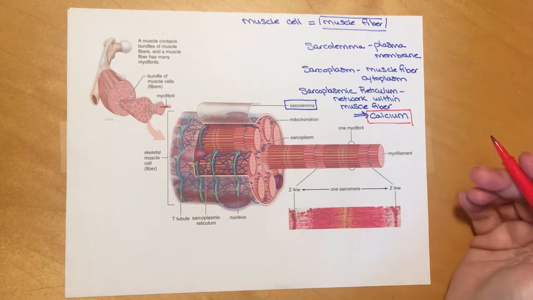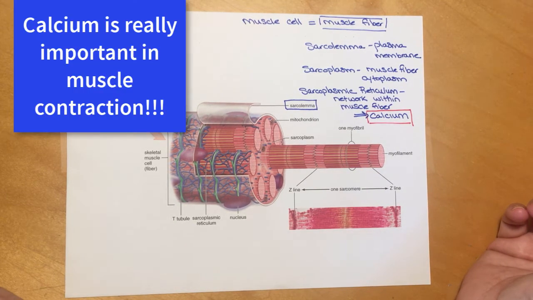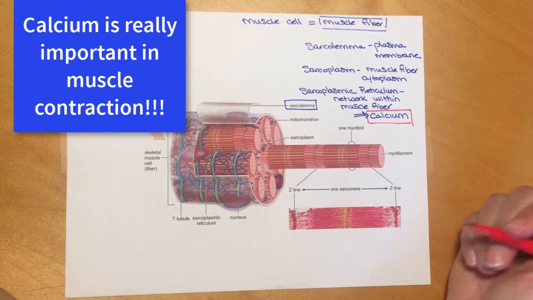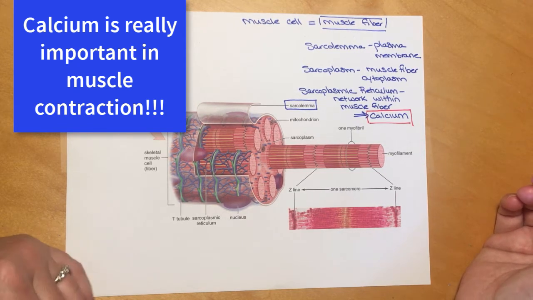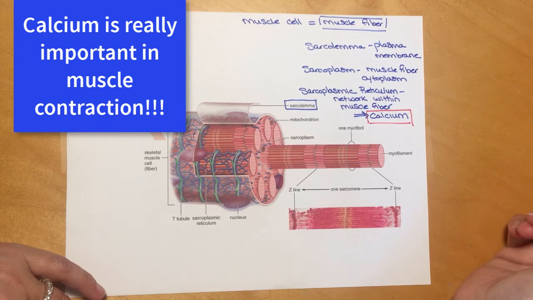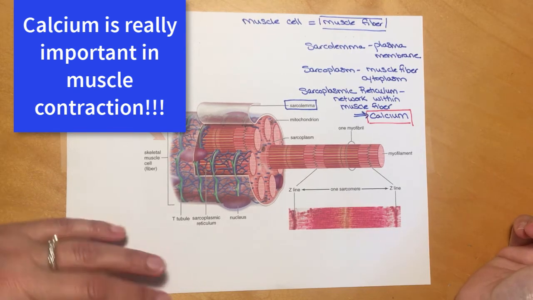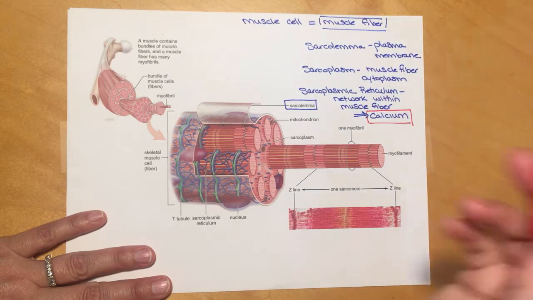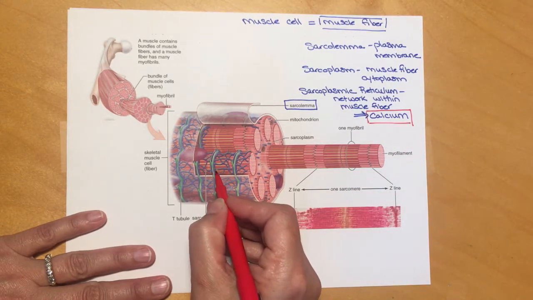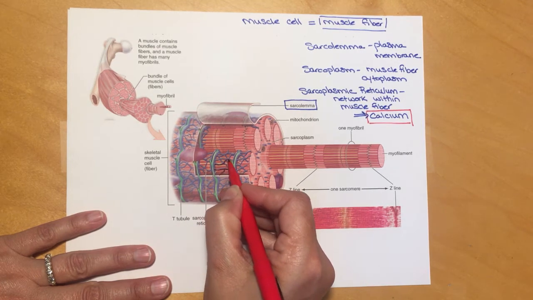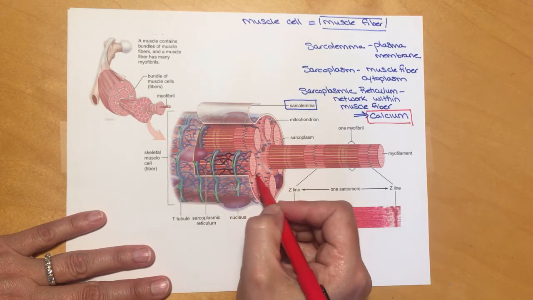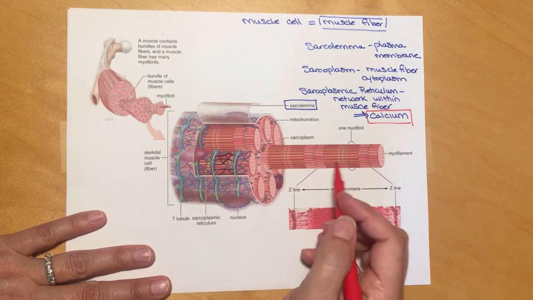Its job is to store calcium when the muscle fiber is not contracting. It will release the calcium when you want to contract the muscle fiber, and it will reuptake the calcium back into the sarcoplasmic reticulum for storage when you want to stop contracting the muscle fiber. You can actually see the sarcoplasmic reticulum right here, these purple lines that make a mesh-like network. And you can see that the sarcoplasmic reticulum goes all the way through the muscle fiber.